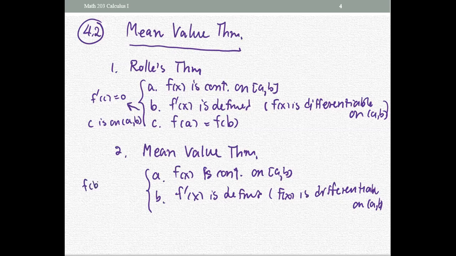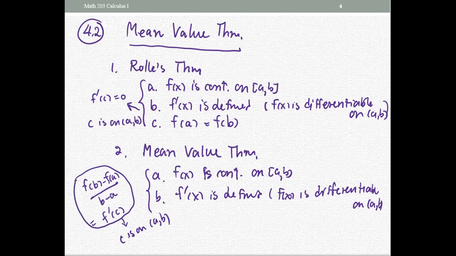But this one says the slope of the secant line, that means you take the two endpoints, find the function values, and form the slope of the secant line, equals the slope of the tangent line at the point C, where C is on the open interval AB. For Rolle's theorem, the slope is 0. For the mean value theorem, the slope could be anything, but the slope at that point must be the same as the slope of the secant line passing through the two endpoints.